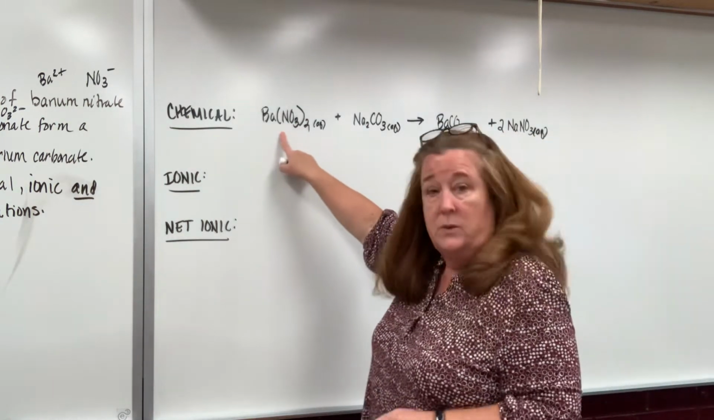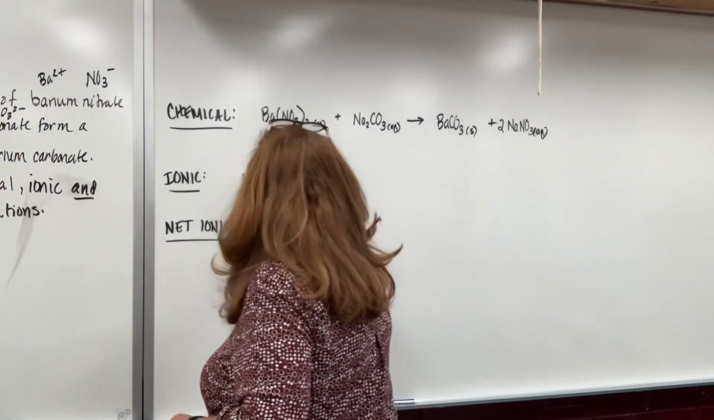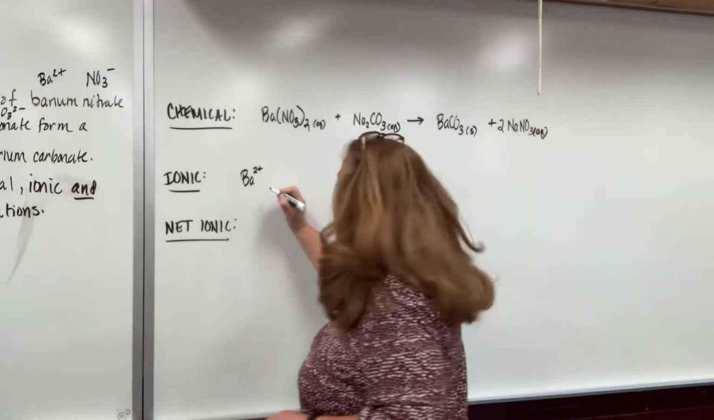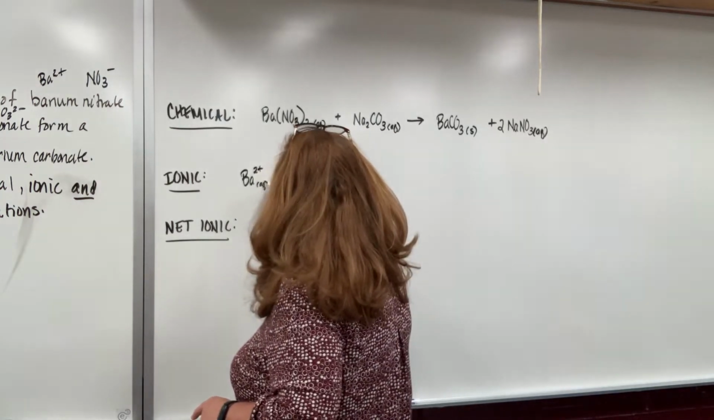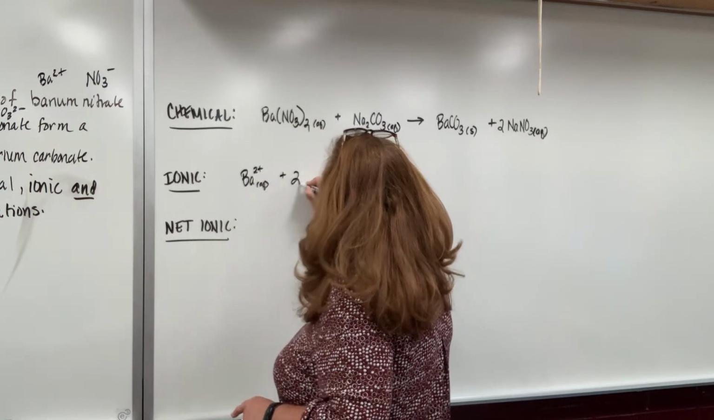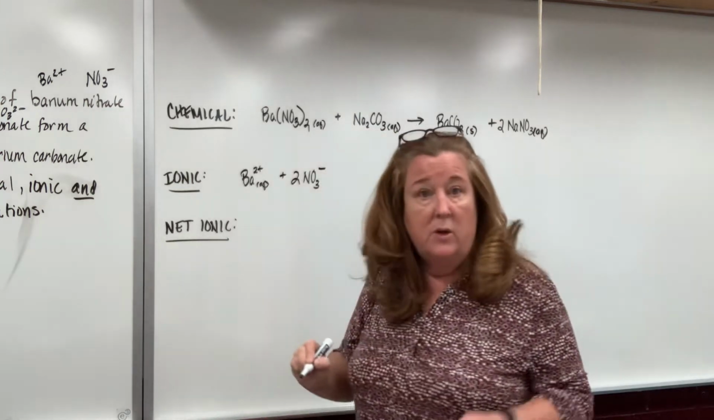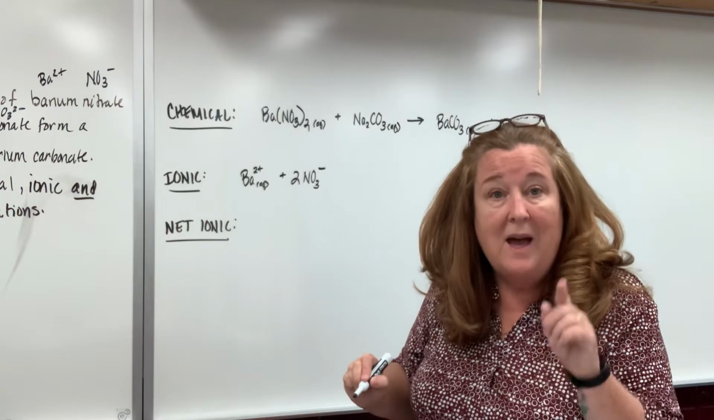So you take the first one. Barium is a +2, and there's just one of them. And it's aqueous, and you can put aqueous down here. And then there are 2 nitrates because of that parentheses. Each one is a negative charge. Remember, the point of this is to show the ions.